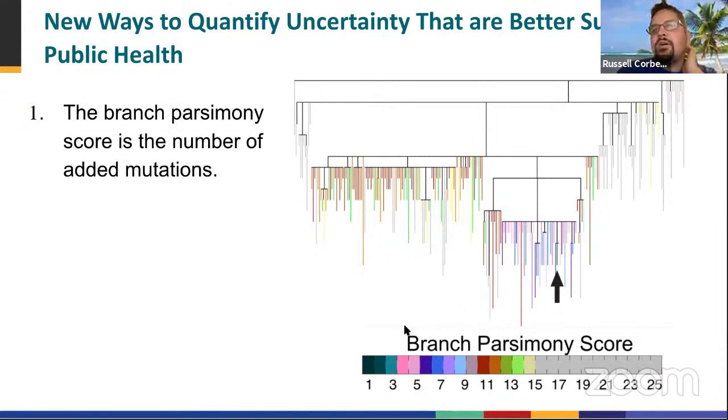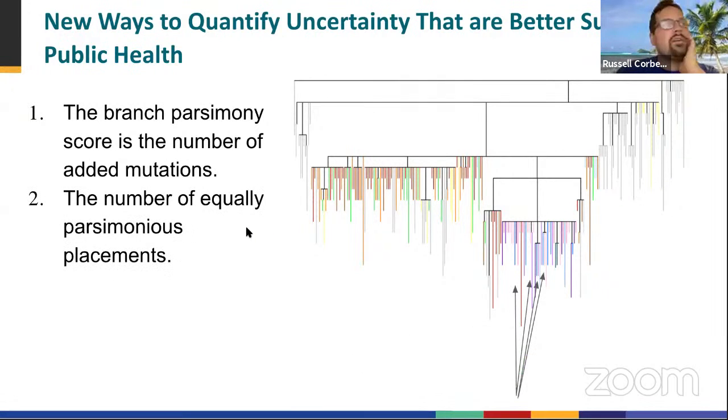The first is what we call the branch parsimony score. And what that basically is, for all the branches shown here on the tree, it's how many additional mutations would be required to accommodate this sample placement. With the idea being that you can see that most of the branches down here are pretty good. They require something like 1 to 5 mutations in general. And as you go further out on the tree, you get up into the 10s and the 15s. And then finally out here are really, really bad placements where obviously it does not go there.